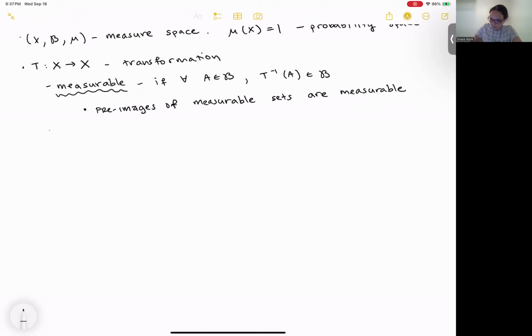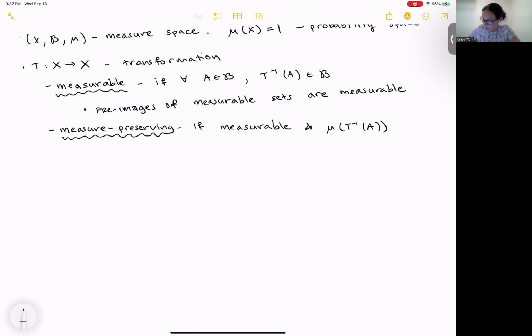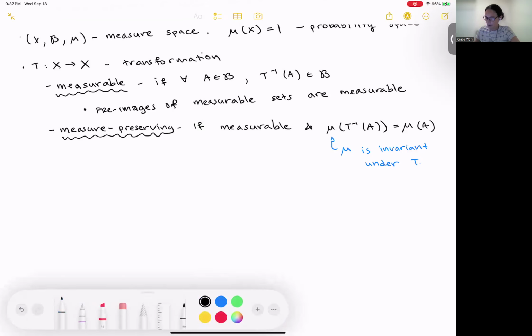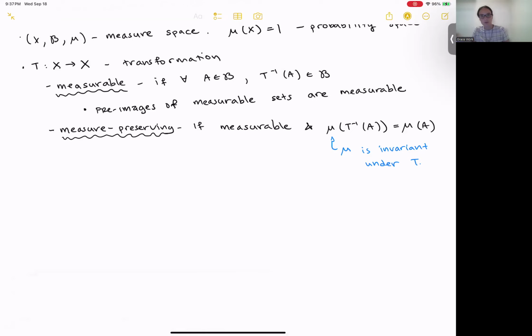In addition to measurable, we could put another condition on our transformation, which is measure preserving. A transformation is measure preserving if, first of all, it is measurable, and if the measure of the pre-image is equal to the measure of the set. And if this is true, then we say that mu is invariant under this transformation T. These types of transformations, measurable and measure preserving, are going to crop up again and again.